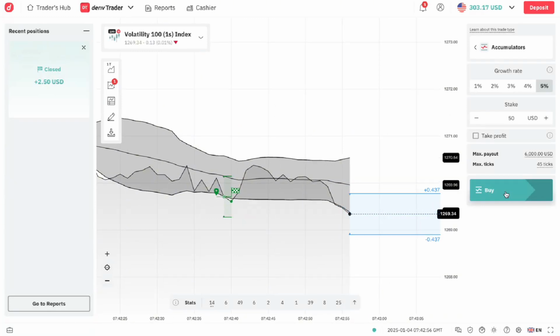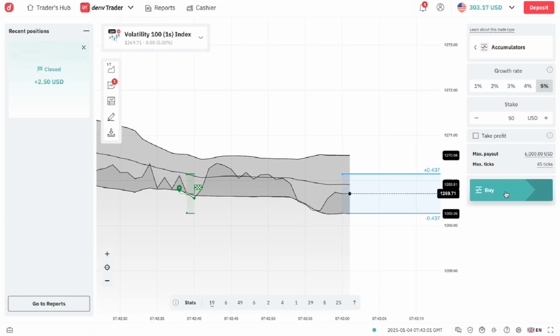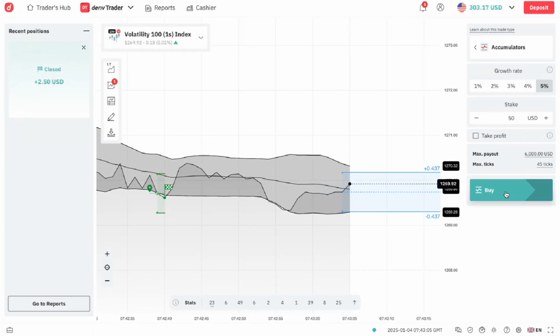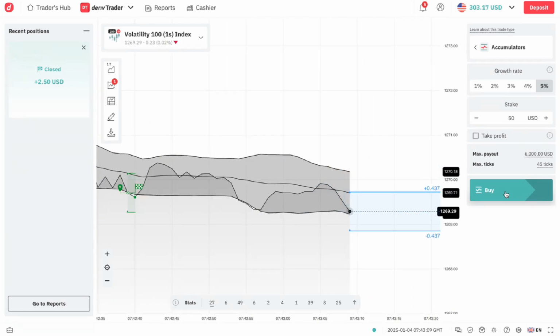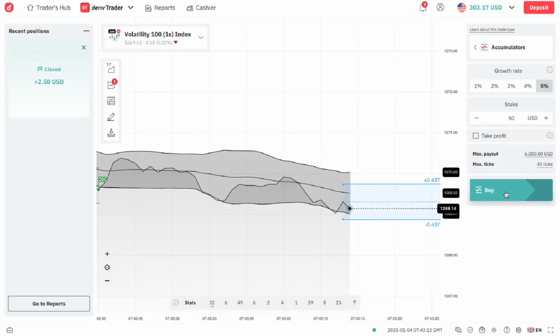So let's see. So just 3. We have a stake of 50, so it's growing at 5%. So just wait for the break and then go 3. And sometimes there's a double break, so always know that.